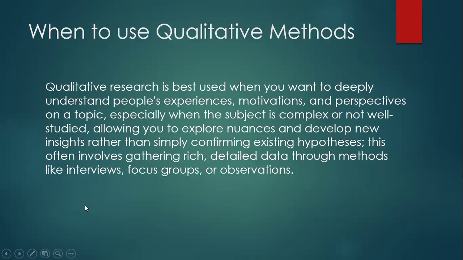Okay, when to use qualitative methods. Qualitative research is best used when you want to deeply understand people's experiences, motivations, and perspectives on a topic, especially when the subject is complex or not well studied, allowing you to explore nuances and develop new insights rather than simply confirming existing hypotheses. This often involves gathering rich, detailed data through methods like interviews, focus groups, or observations.